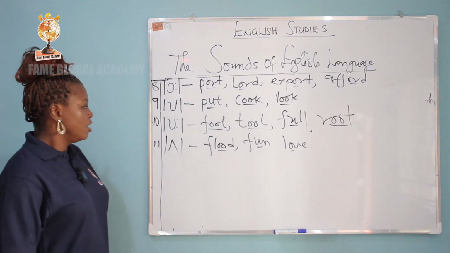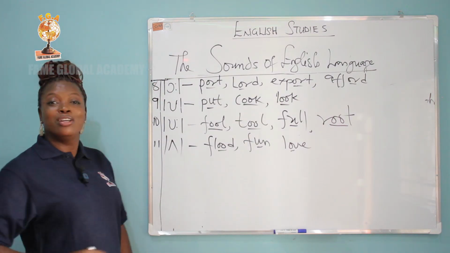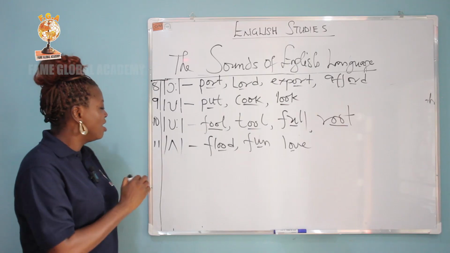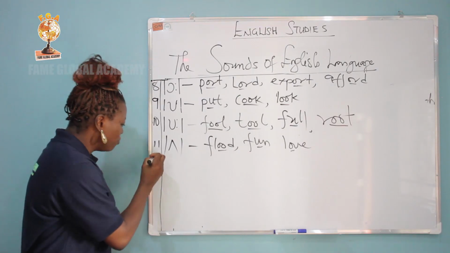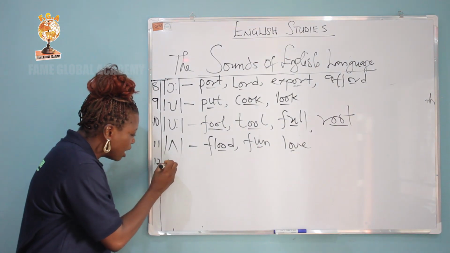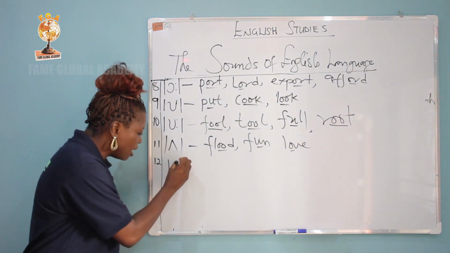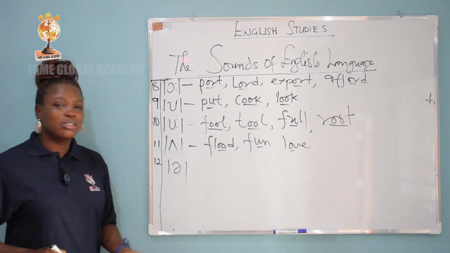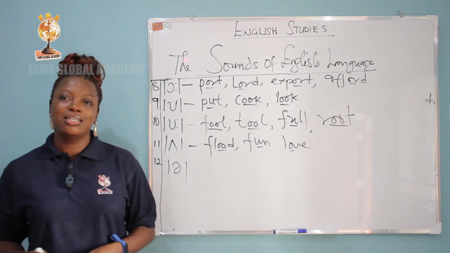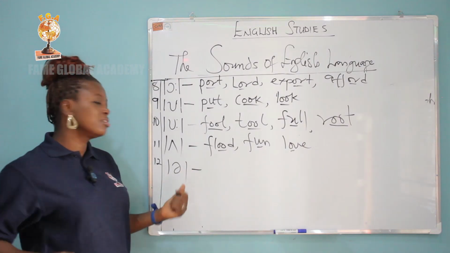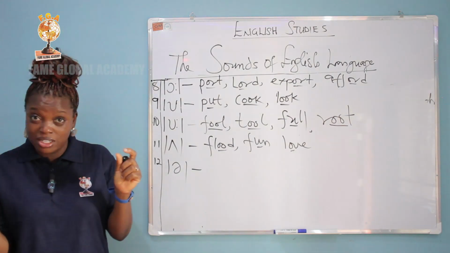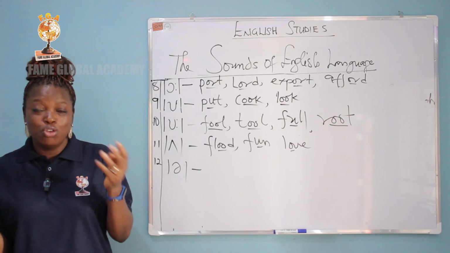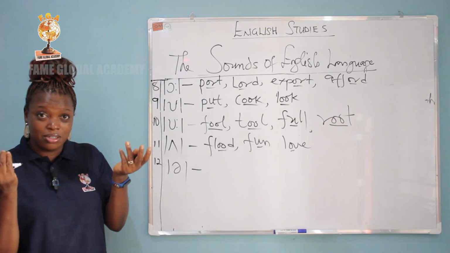Alright? Now let's proceed to the 12th monophone. The 12th monophone is the schwa sound. We call it the schwa sound, another problematic sound. Now this sound is very minimal in words. Sometimes it's silent. You cannot really hear it.